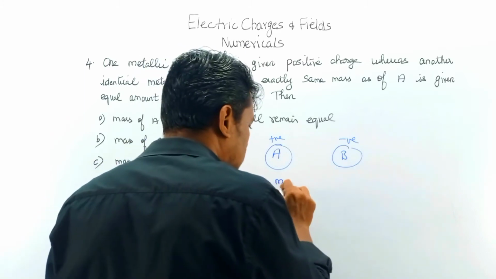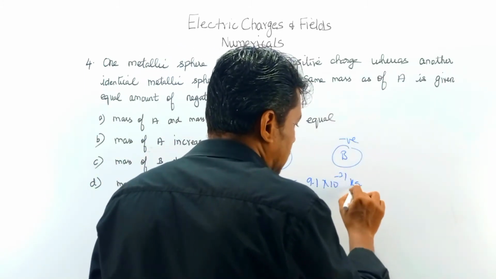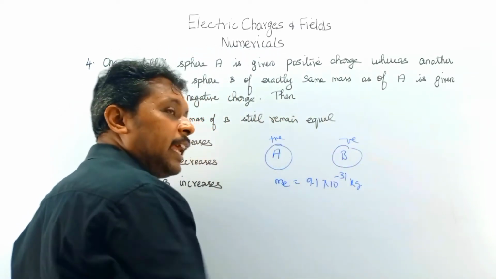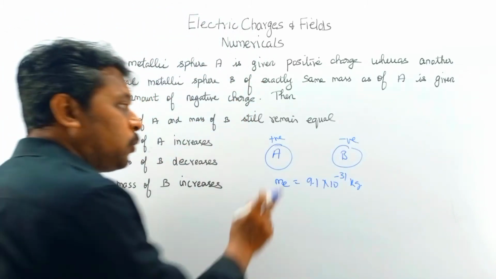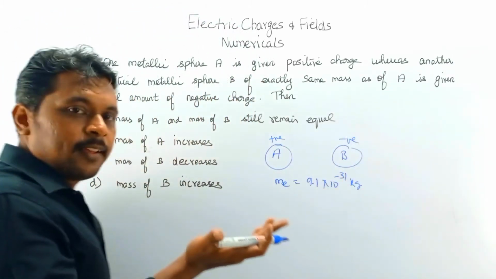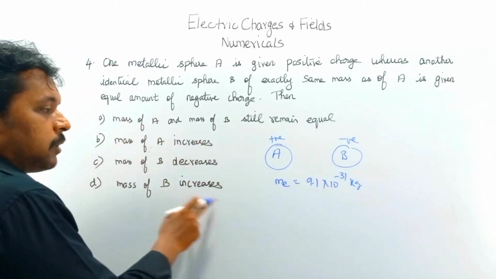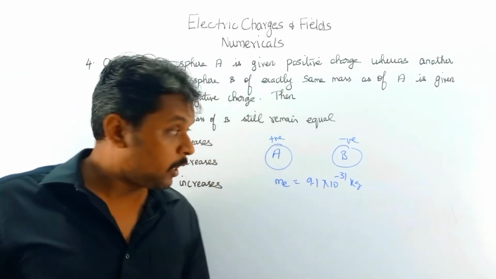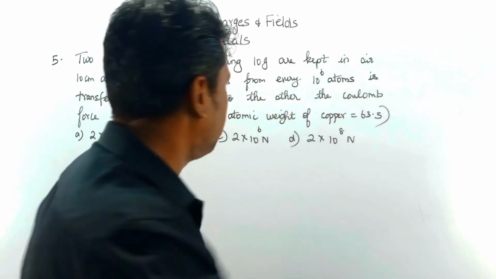We know that the mass of an electron is 9.1 into 10 power minus 31 kg. So there is a gain of mass of the negatively charged body. So when compared to A, the mass of B increases. Okay, the fifth problem.